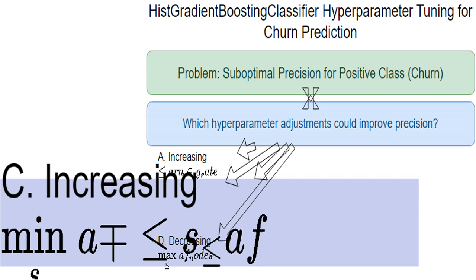I'll increase the minimum number of data points required to form a leaf node in a decision tree. This will make the model simpler, less likely to overfit, and therefore more precise. Think of it like this: the model will only make a decision if there's enough evidence to support it.